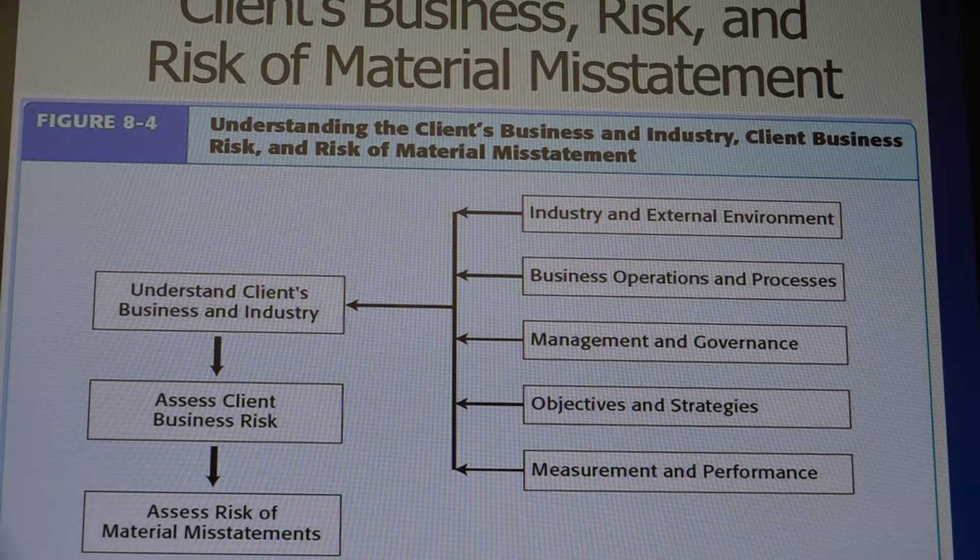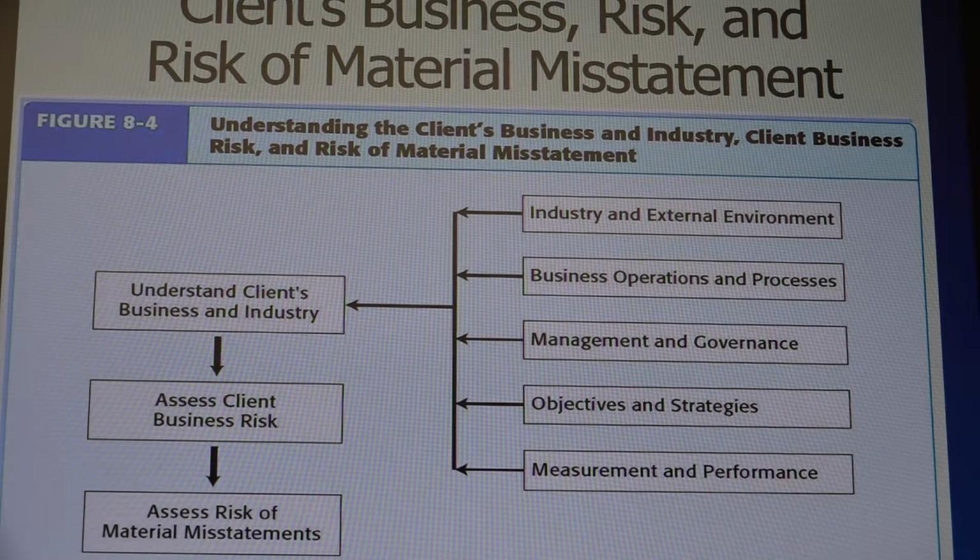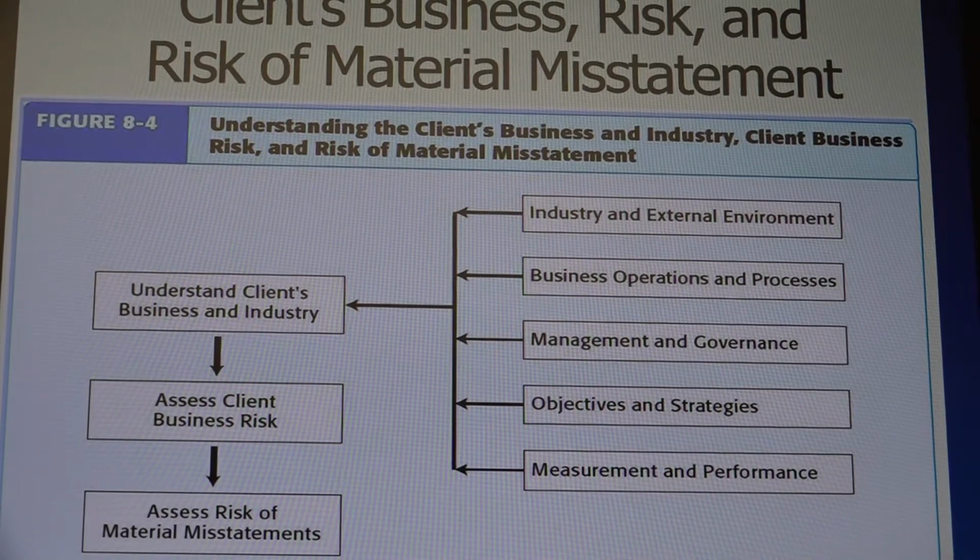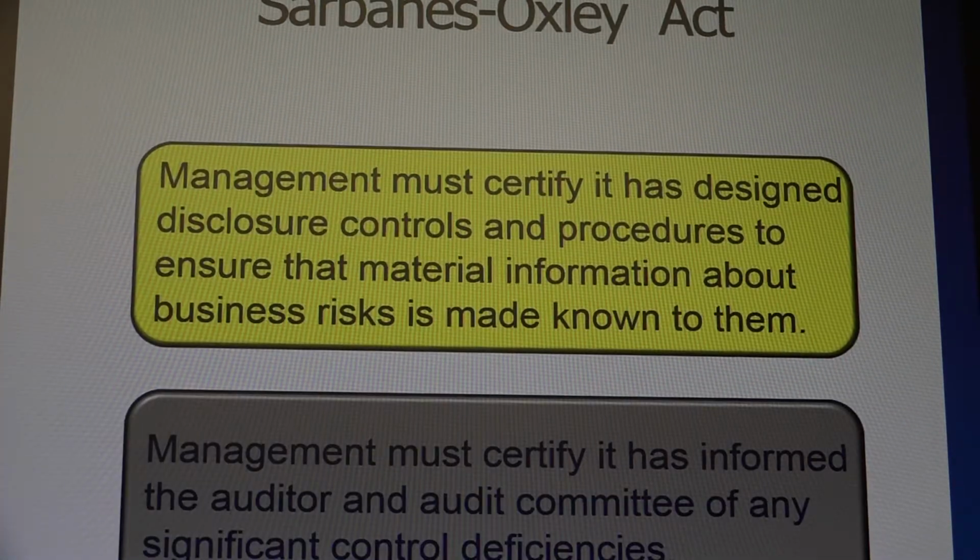And so what you're looking at here is the summary of the relationship among client's business and industry, client business risk, and the auditor's assessment of the risk of material financial misstatements. Not sure that really tells you much of anything.